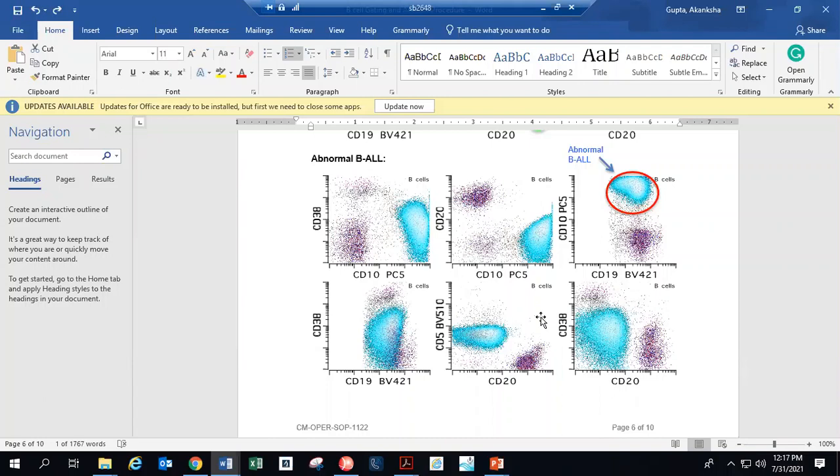So you will use kappa lambda to differentiate a B lymphoblast from a follicular lymphoma treated with CD20 therapy, because your mature lymphomas will have surface kappa lambda expression, whereas your immature B-ALL cells will not have surface kappa lambda. Just wanted to bring that up. That's a very nice point. Okay, very good.